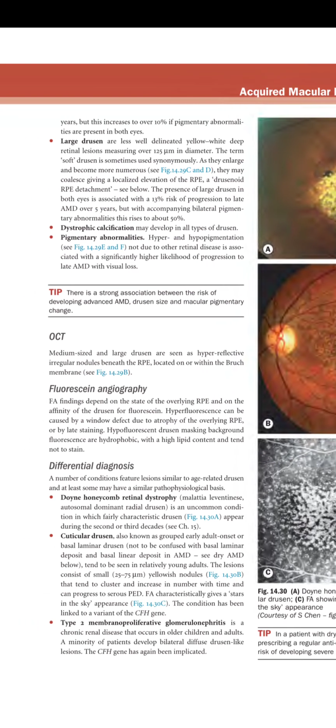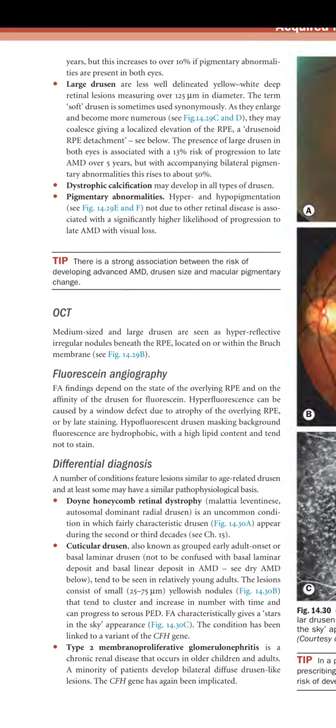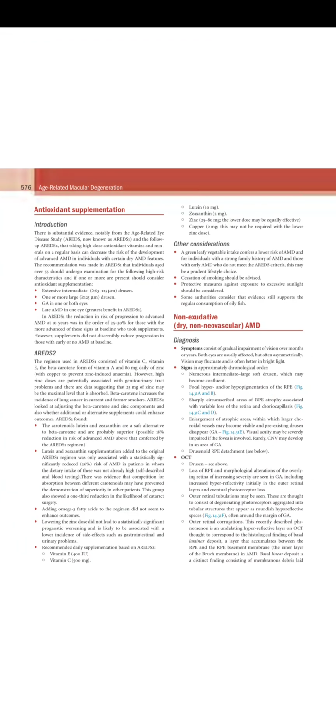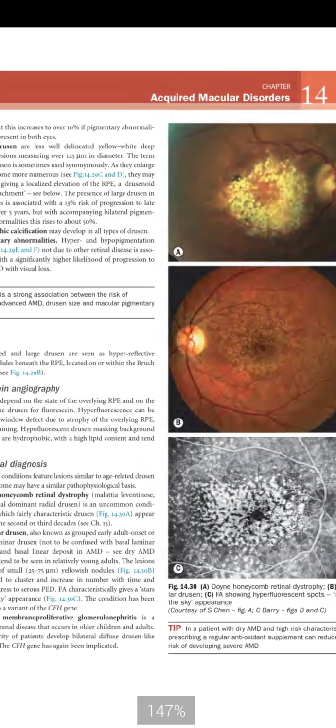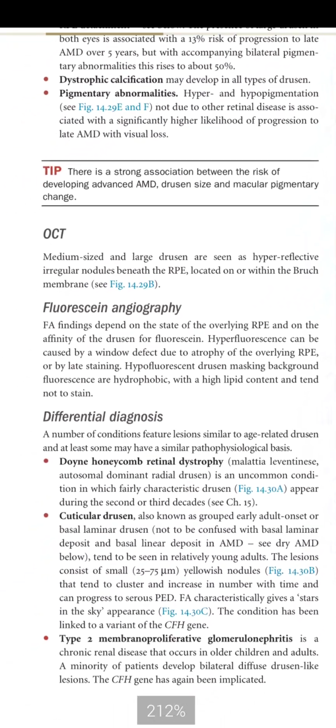Then, what are the differential diagnoses of the drusens? A number of conditions feature lesions similar to age-related drusens. At least some may have a similar pathophysiological basis. So, Doyne honeycomb retinal dystrophy, cuticular drusen, type 2 membranoproliferative glomerulonephritis. So these are all some differential diagnoses.